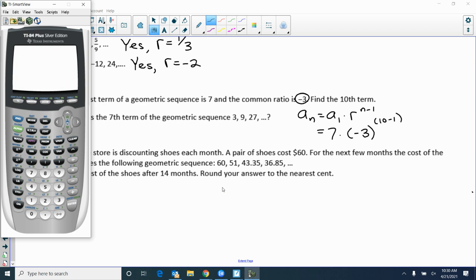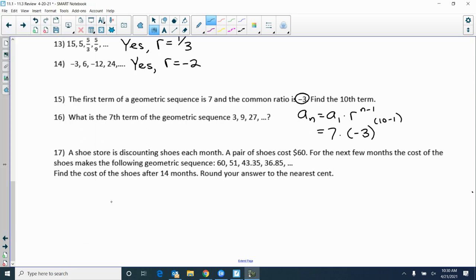Okay, 7 times -3 to the 9th power. Okay, -137,781. -137,781 for that one. Now if you don't put -3 in parentheses, it's going to be incorrect.